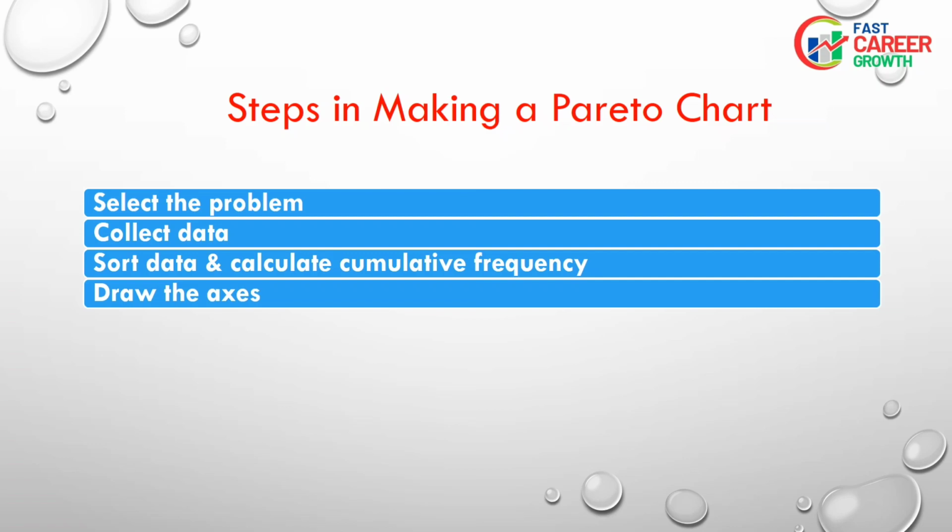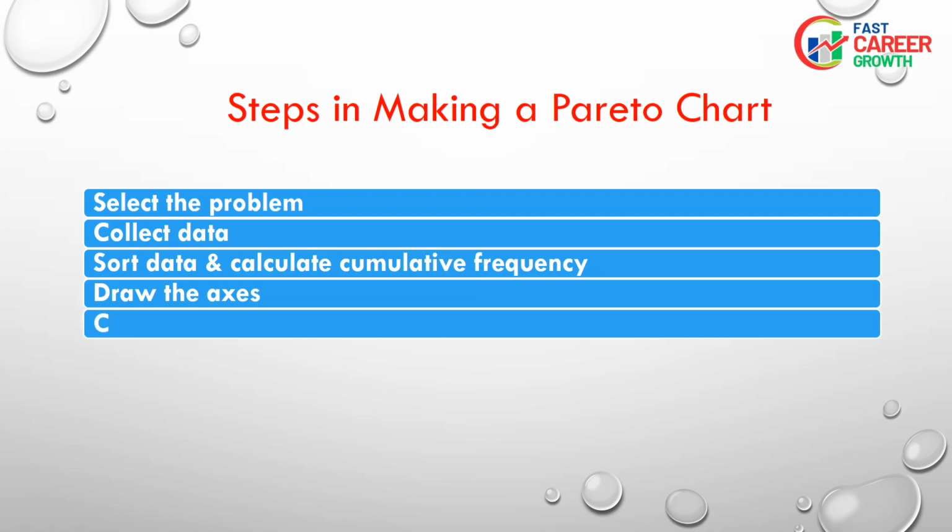axis. The vertical axis represents the frequency or count of each issue, and the horizontal axis represents the specific issues. Next, construct the bars. For each issue, draw a vertical bar extending upward from the horizontal axis. The height of each bar should correspond to the frequency or count of that issue.